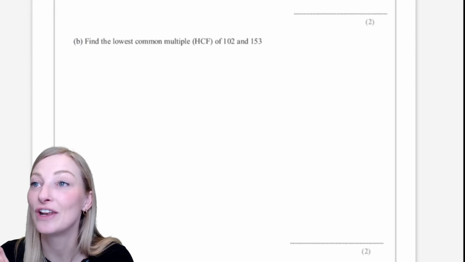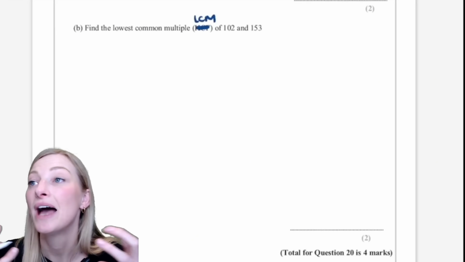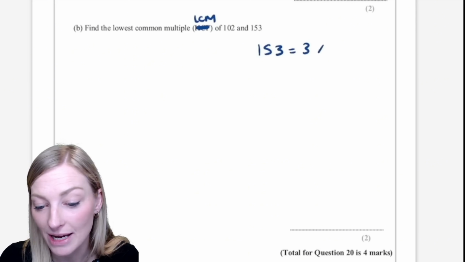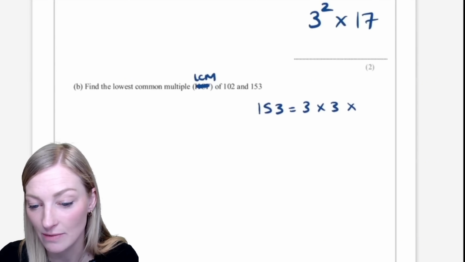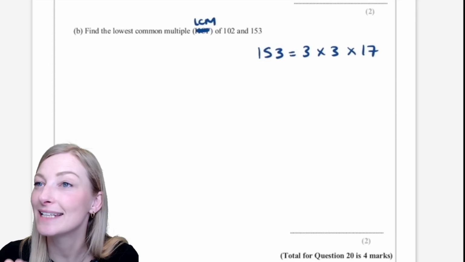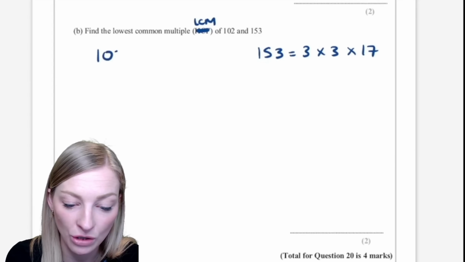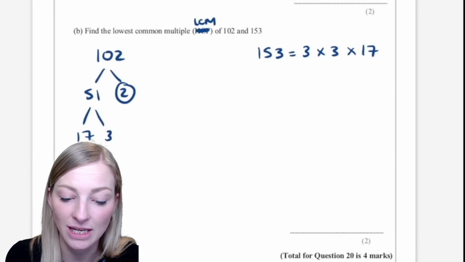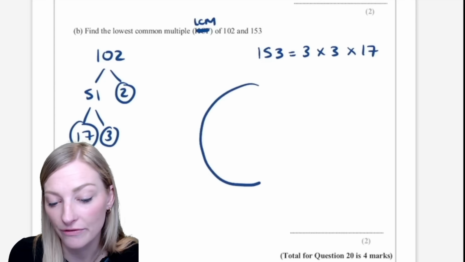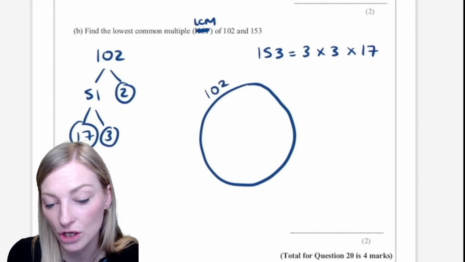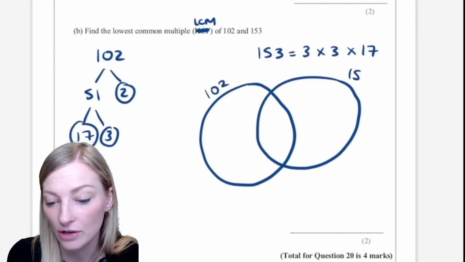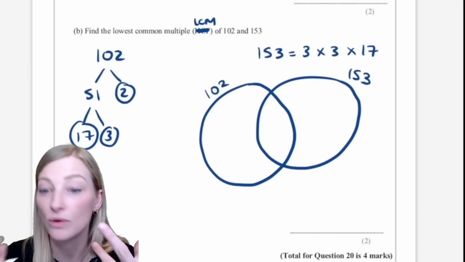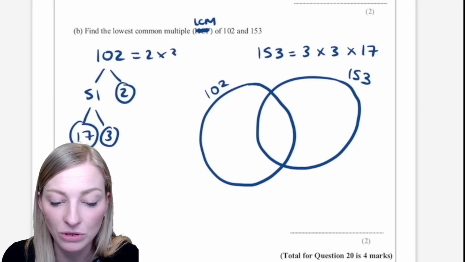We're then asked to find the lowest common multiple of 102 and 153. Now, we already know that 153 is 3 times 17. We just worked that out in the top bit. So let's now do the prime factorisation for 102. That is 51 times 2. And again, we know that that's 17 times 3. Let's do our Venn diagram. This circle is going to be for 102. And this circle is going to be for 153. And we need to worry about what we can put in the middle. What do they both have? So 102 is 2 times 3 times 17.